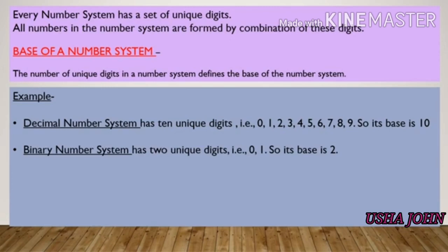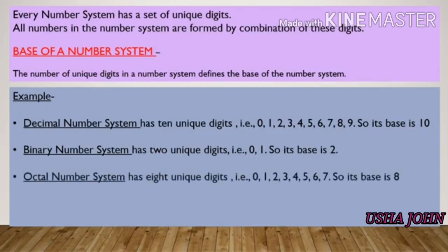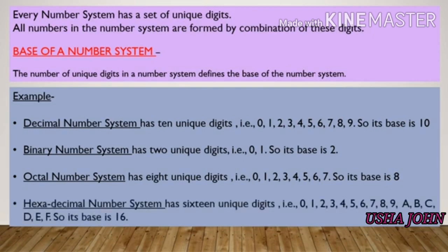Binary number system has 2 unique digits, 0 and 1. So its base is 2. Octal number system has 8 unique digits, that is 0 to 7. So its base is 8. Hexadecimal number system has 16 unique digits, 0 to 9 and capital A to F. So its base is 16. Total 16 symbols, 0 to 9 and A to F.